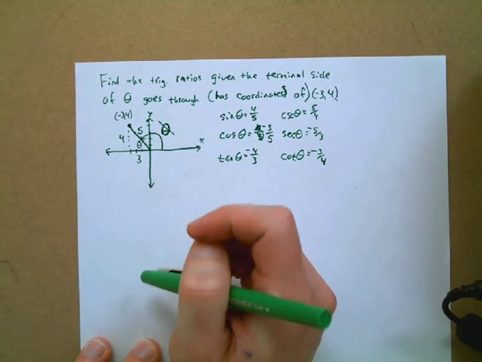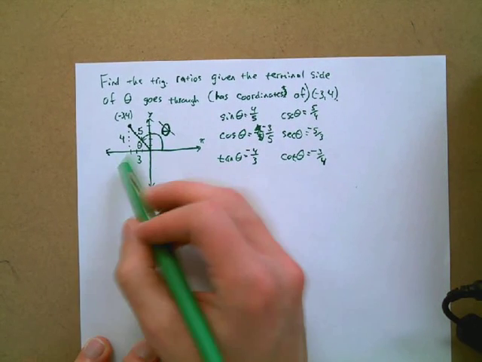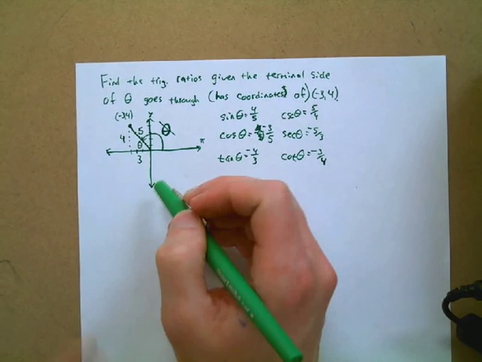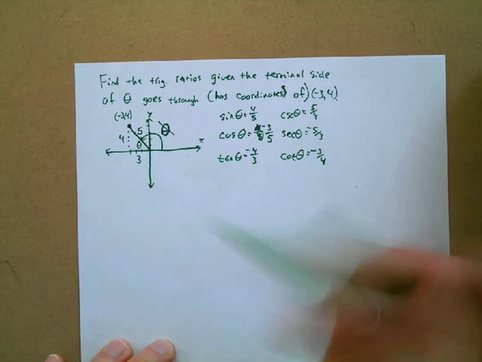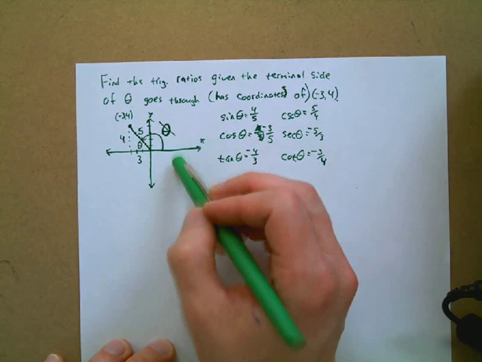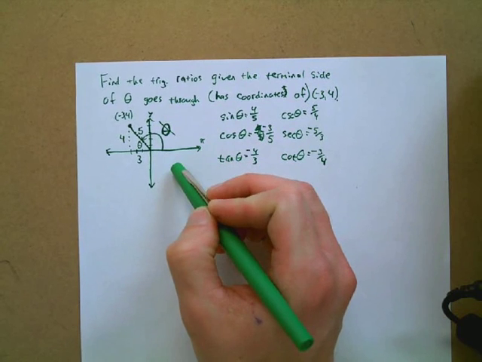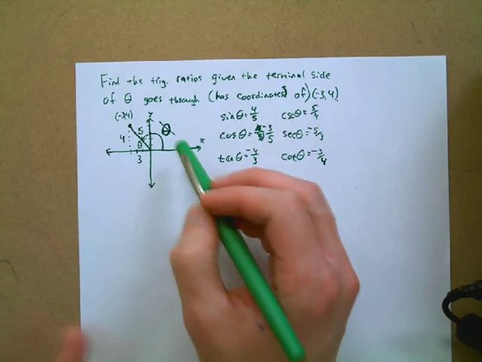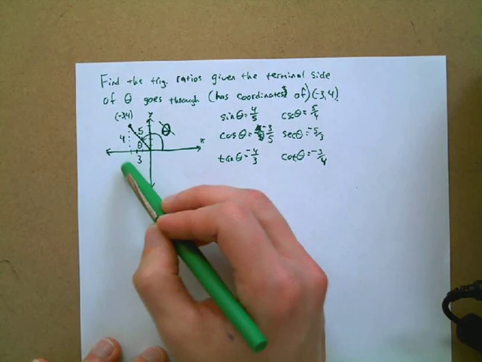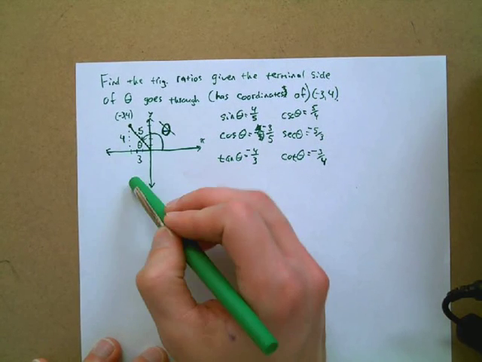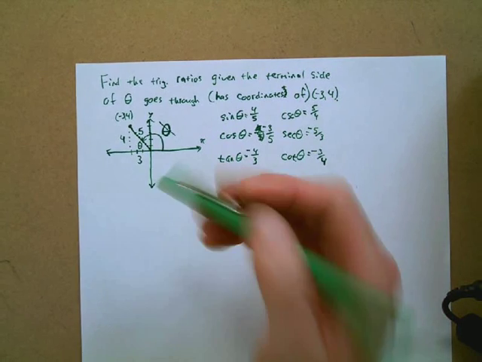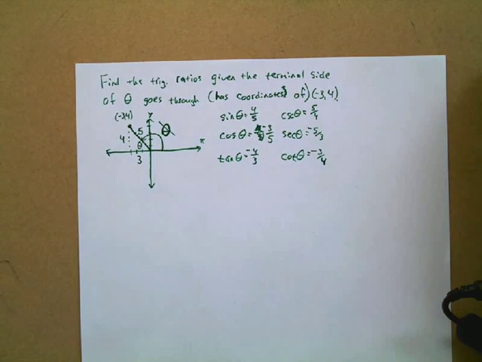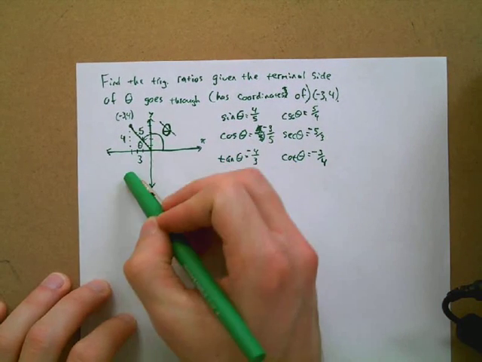And then tangent will always be positive in the first and third, because in the third quadrant both sine and cosine are negative, and tangent is sine divided by cosine, so a negative divided by a negative makes it positive. Same thing for its reciprocal cotangent. So cosine is positive in these two, sine is positive in these two, and tangent and its reciprocal cotangent are positive in those two. Okay, so that's that.